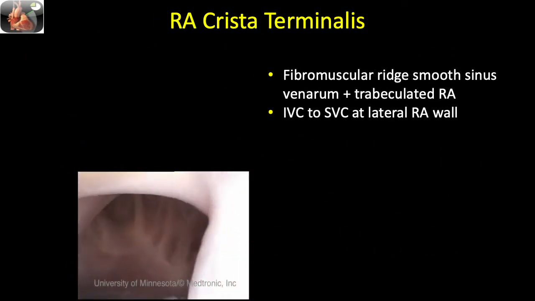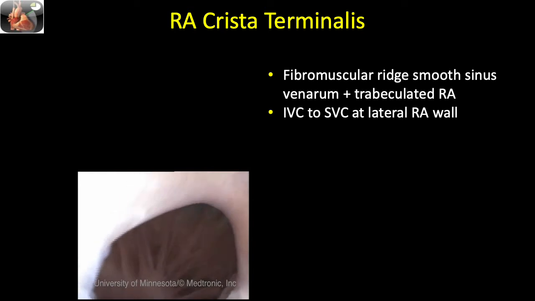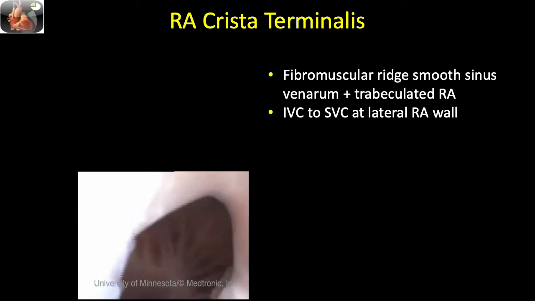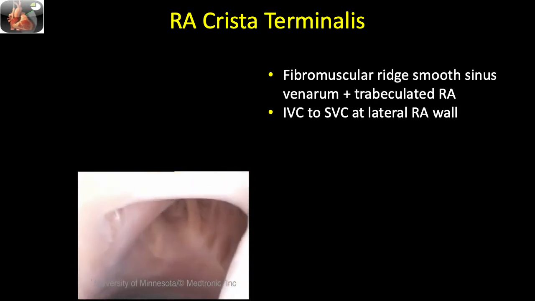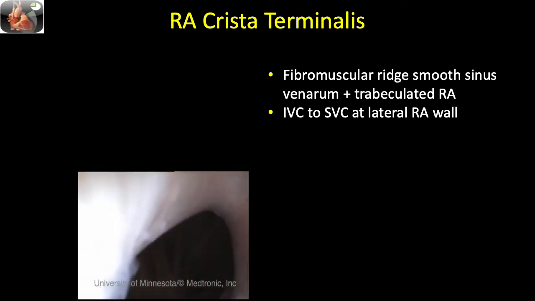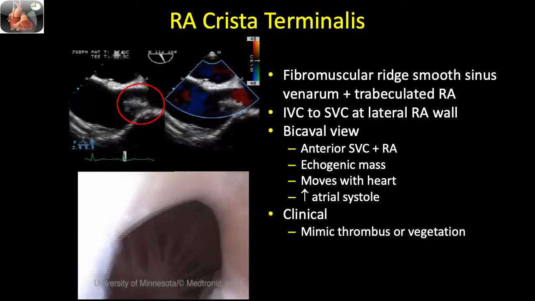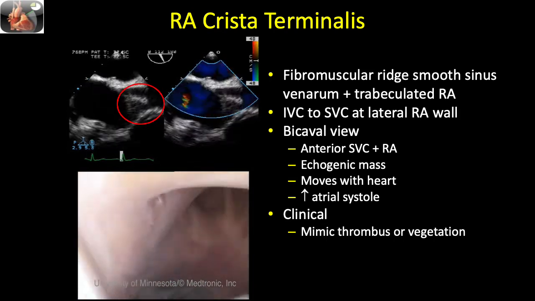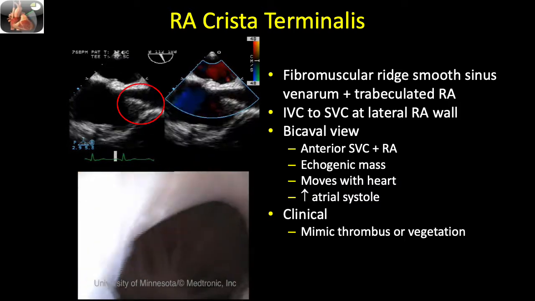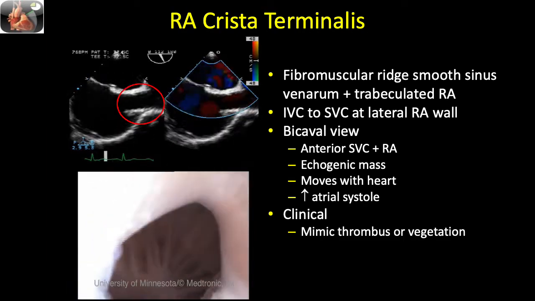The crista terminalis is a well-defined fibromuscular ridge separating the smooth sinus venarum and trabeculated right atrium. Externally, it corresponds to the sulcus terminalis, and internally it extends from the SVC to IVC along the lateral right atrial wall. It appears as an echogenic mass representing the muscle ridge at the anterior SVC-RA border, seen in the bicaval view. It moves with the heart and may thicken and enlarge during atrial systole. It may mimic a right atrial tumor or vegetation.